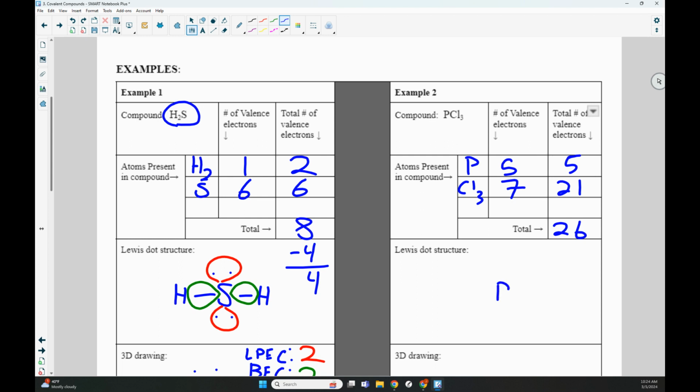Since there's only 1 phosphorus, it goes in the middle. We begin by assuming 3 single bonds, and so we've used 6 of our 26 valence electrons. And now we're just going to start adding electrons to complete the octet of all of these atoms. So 2, 4, 6, 8, 10, 12, 14, 16, 18, and my last 2 are going to go on phosphorus to complete its octet. So that's a Lewis dot structure for phosphorus trichloride.